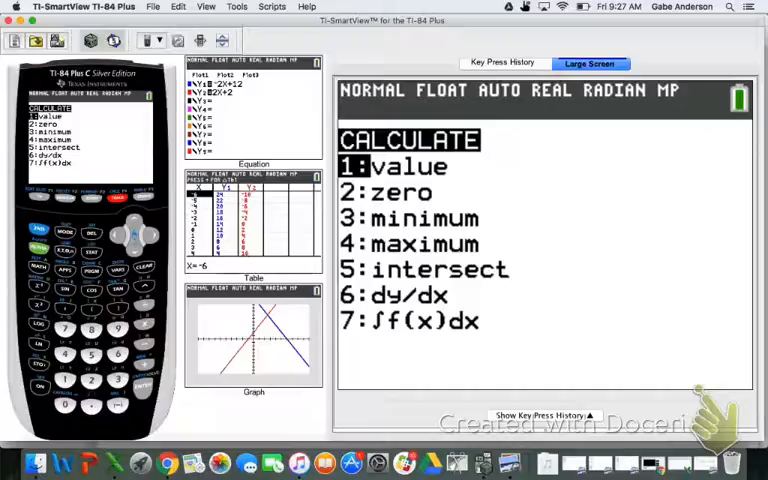Now I'll let you guess. Which one of these do you think we want? Yes, Rocky. Number 5 is intersect, right? We're looking for where the lines actually intersect. So go ahead and select option 5. You can just push the 5 button.